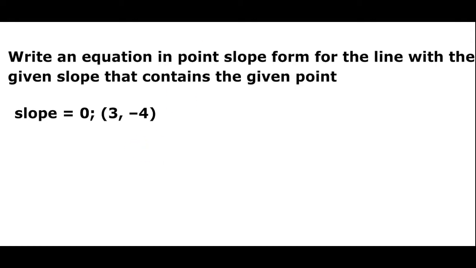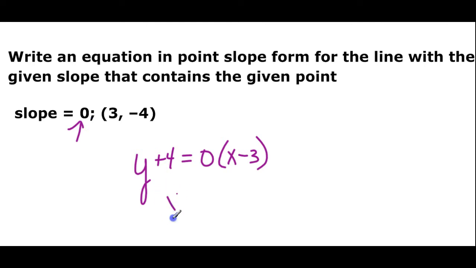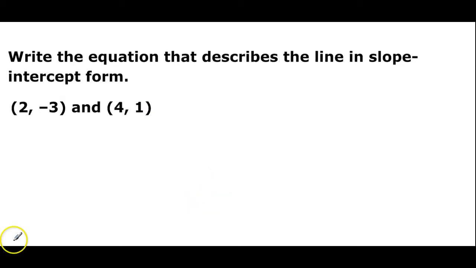I can set this up as y minus a negative 4 plus 4 is equal to 0 times x minus 3. And I'm also hoping that you recognize that since this has a slope of 0, this is a horizontal line, and the horizontal line is going to be written y is equal to, and what's the y value? Negative 4.